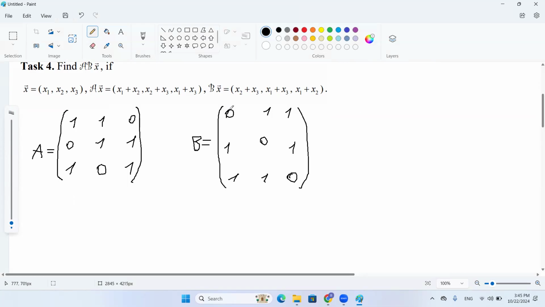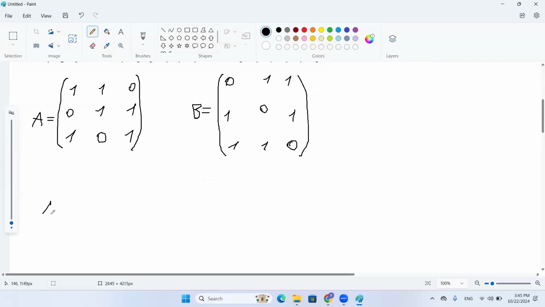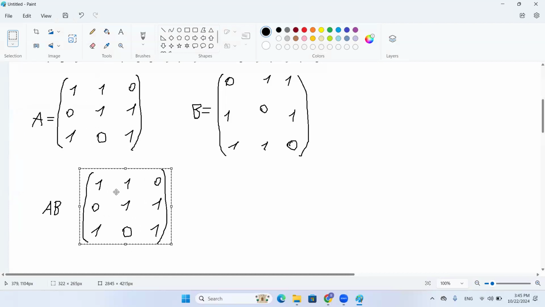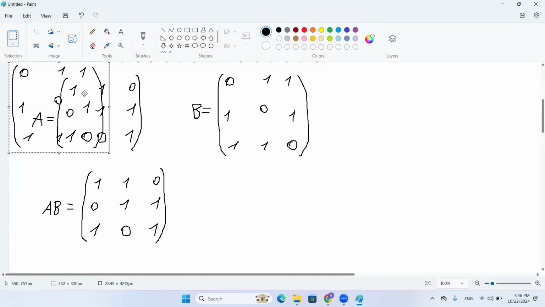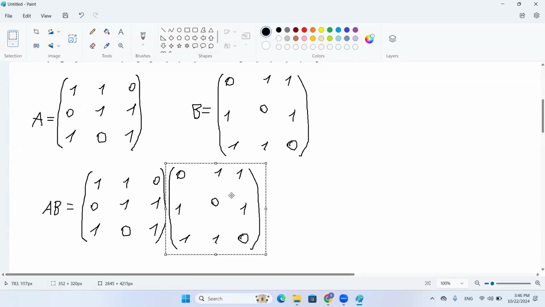Just multiply the matrices by each other. It will be the product of these matrices, so AB. And let's multiply them. I know you don't like multiplying big matrices, me too, but we have no way to solve this task except multiplying matrices.